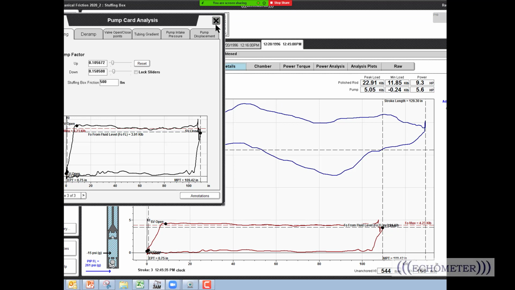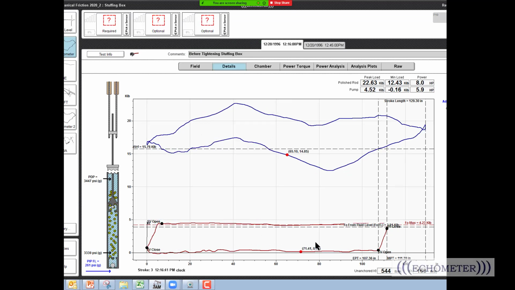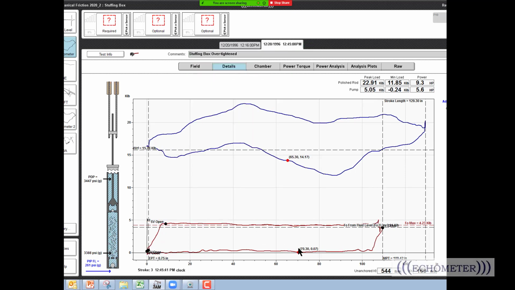Let me show you the one before. So they look very similar. This pump card and the pump card with 500 pounds of stuffing box friction look almost identical, but you really can't tell that there's all this extra mechanical friction because you took it out.